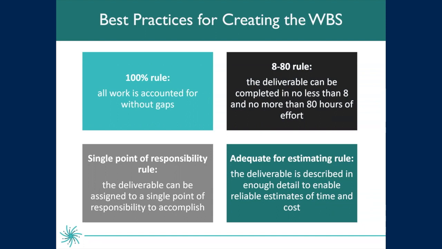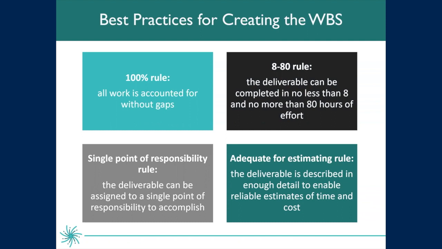This is to give you that ballpark range. If you're trying to break the work down into half-hour increments over a 2-year project, you have probably gone too far. So aim for tasks that range between 8 and 80 hours when you're breaking the work down.